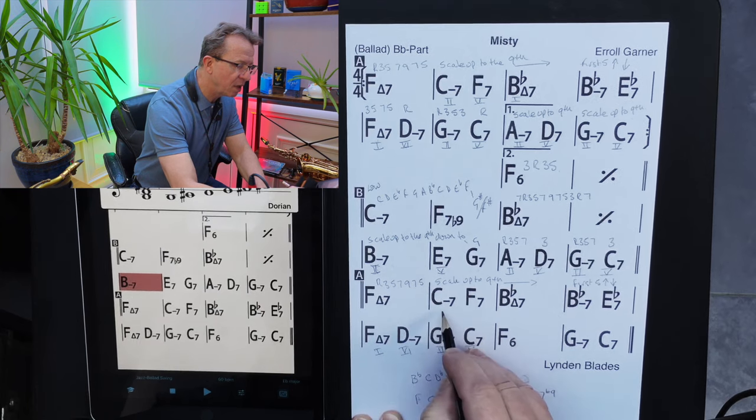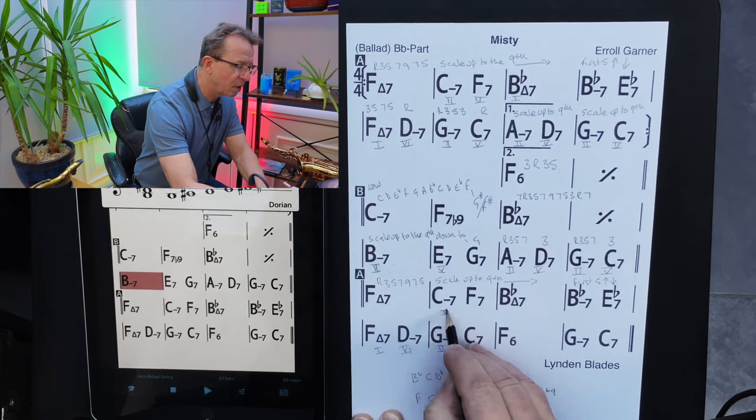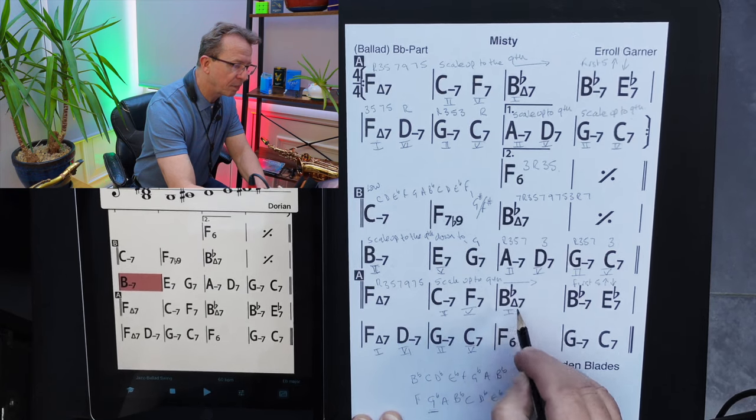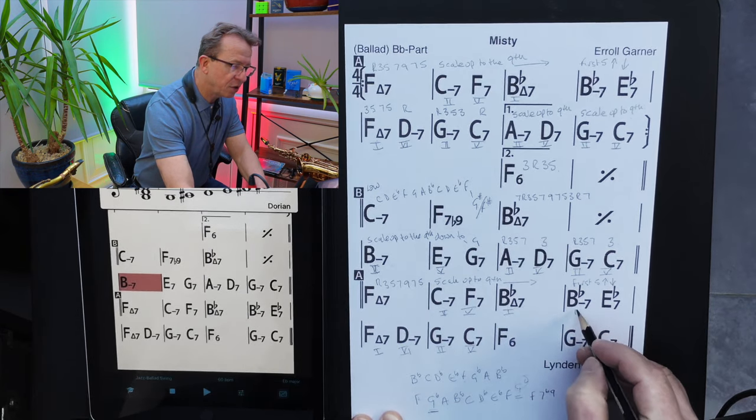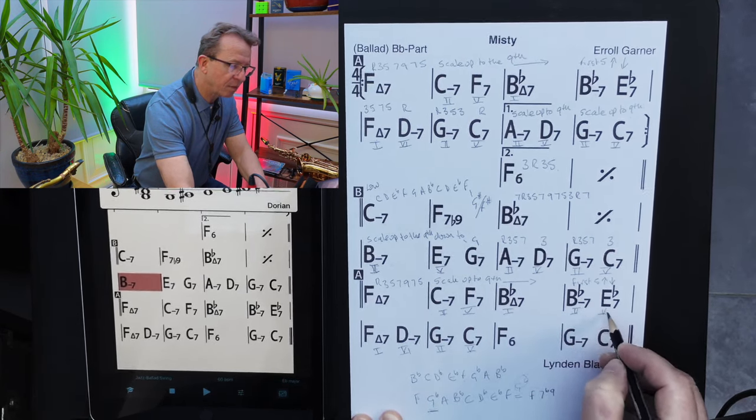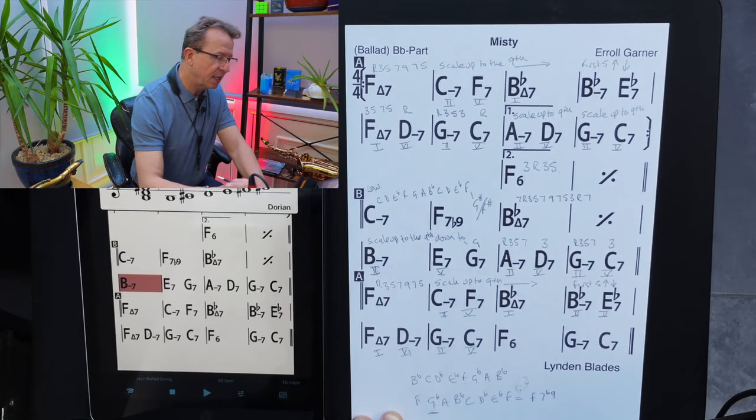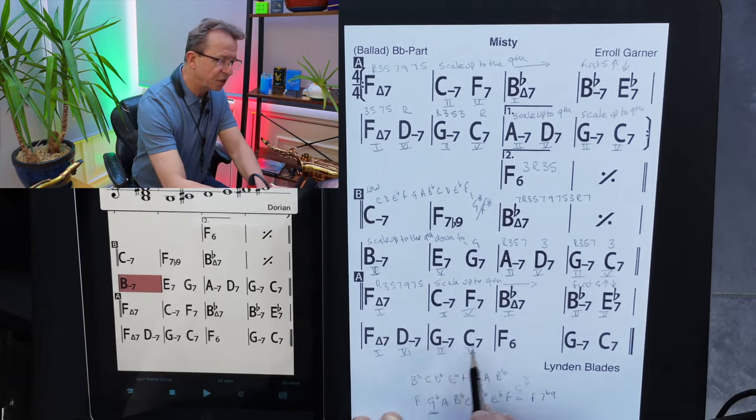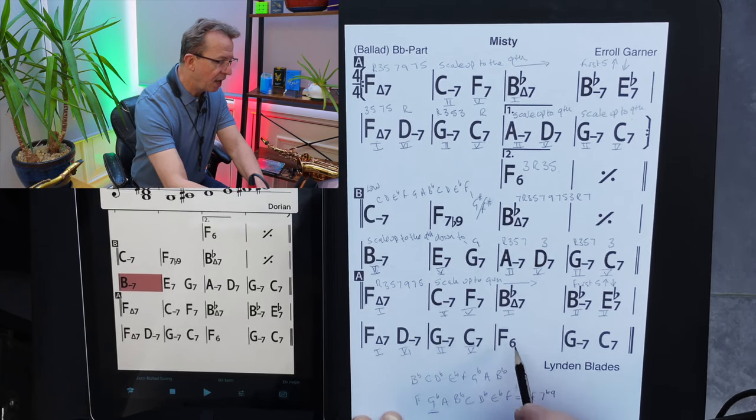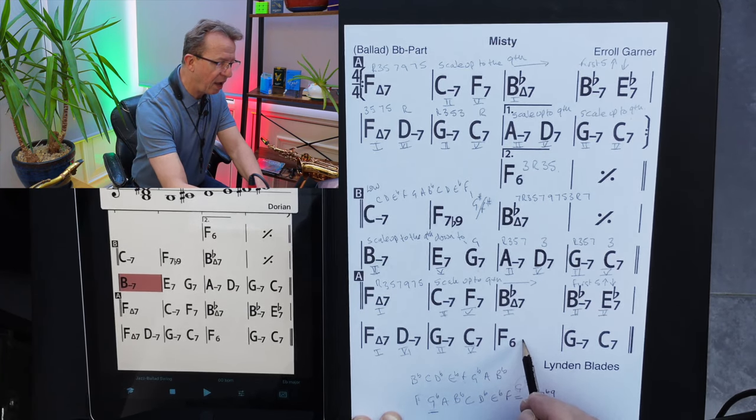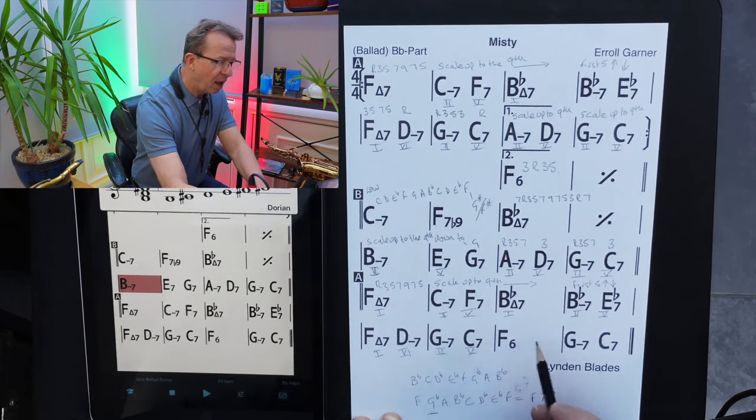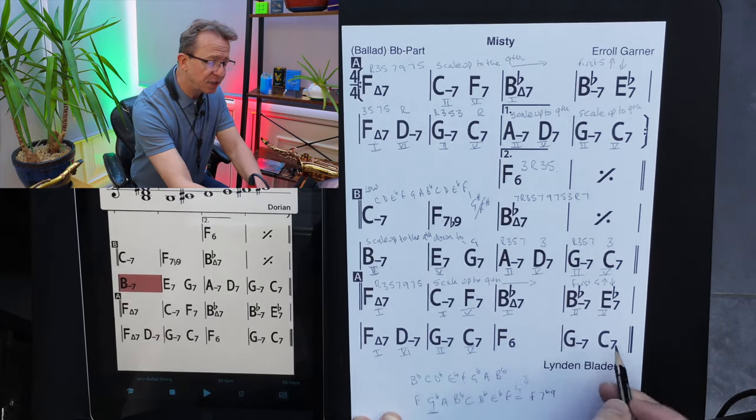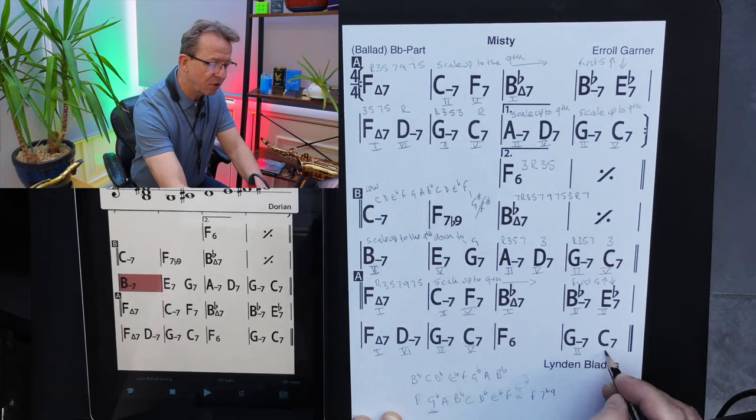So we've got a 2, 5, 1, and a 2 and a 5. Yeah, that's it. And this is a 1. And here I've got the same, that 1, 6, 2, 5 that we talked about earlier. And then I've got this beautiful F here, which is really where the tune ends. And then this here, which is yet another 2-5.